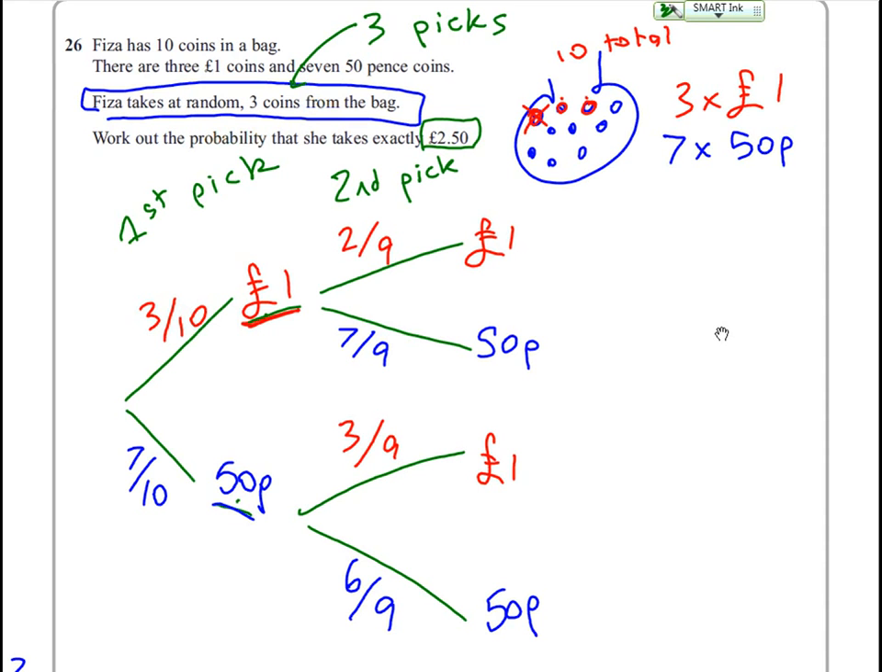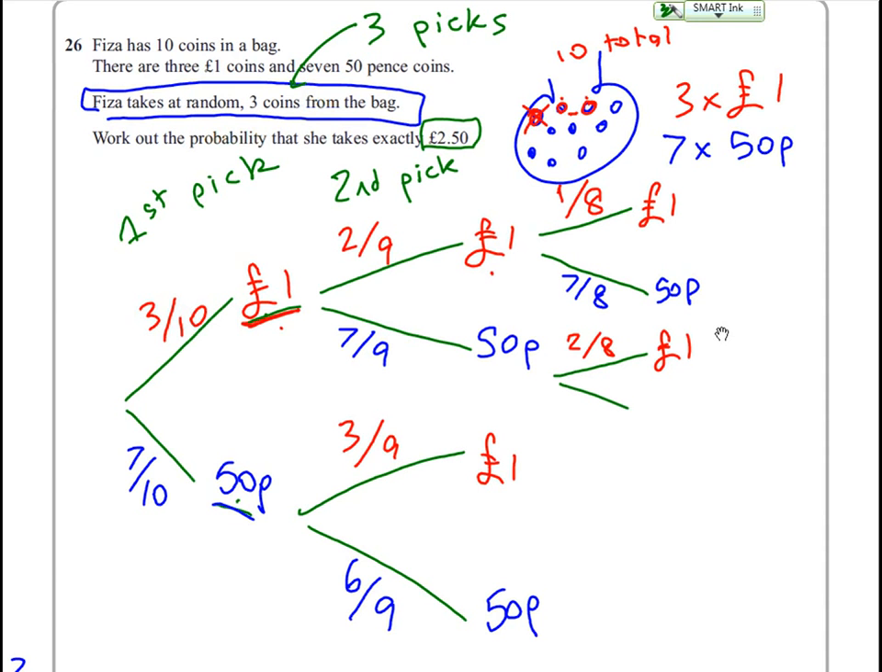Okay. Carrying on. Probability that we get another pound coin. Well, there's only now 1 pound coin left. We've taken one and then another one. So there's 1 pound coin left and 8 coins in total. Okay, and you know that the probability has to add up to 1, so 7 over 8 for 50p. If he picked a pound coin then a 50p, there's 2 pound coins left out of 8, and there's 6 50p's left out of 8.